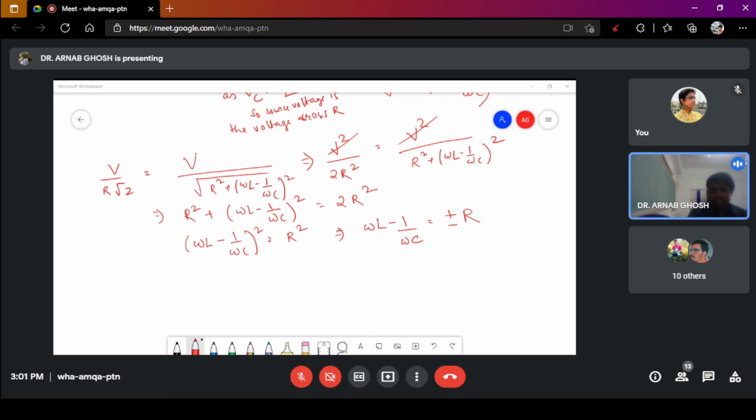Okay. So next, what will happen to the rest of the things? You just rearrange this equation. So this becomes omega square LC minus 1 is equal to plus minus R omega C. So this becomes omega square LC plus minus omega CR minus 1 is equal to 0. Divided by LC.